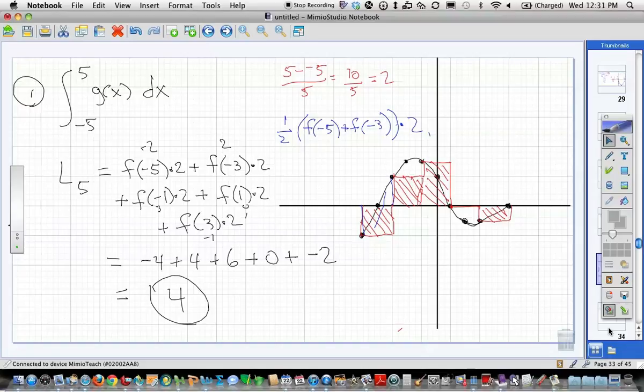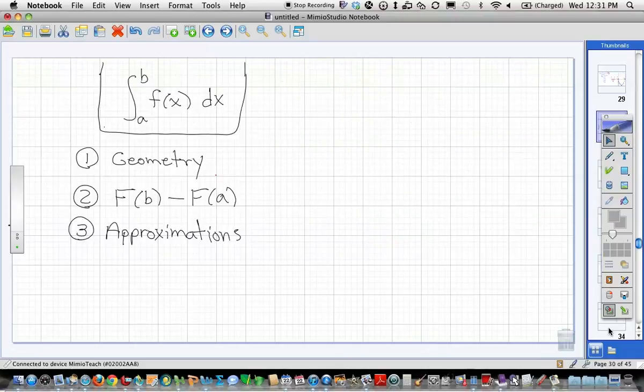How did I just get to that page? There we go. So we're going to go on to section 5.6.